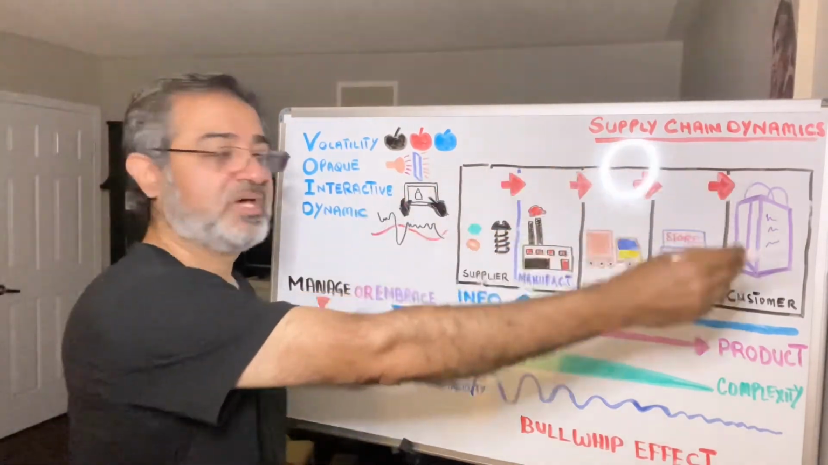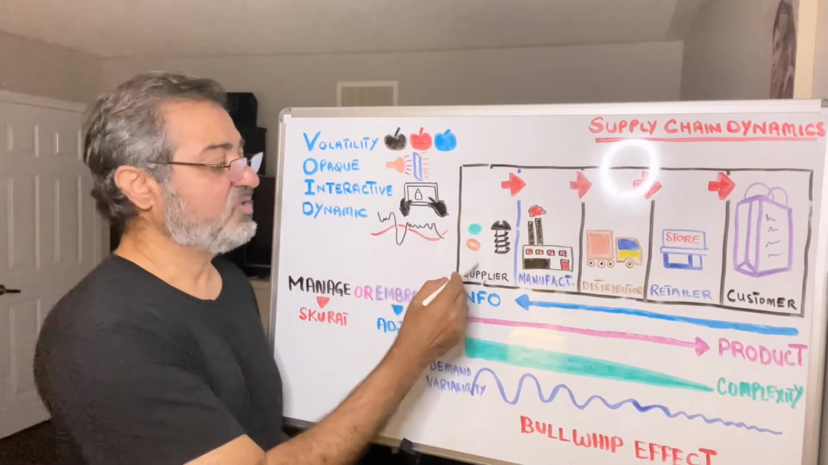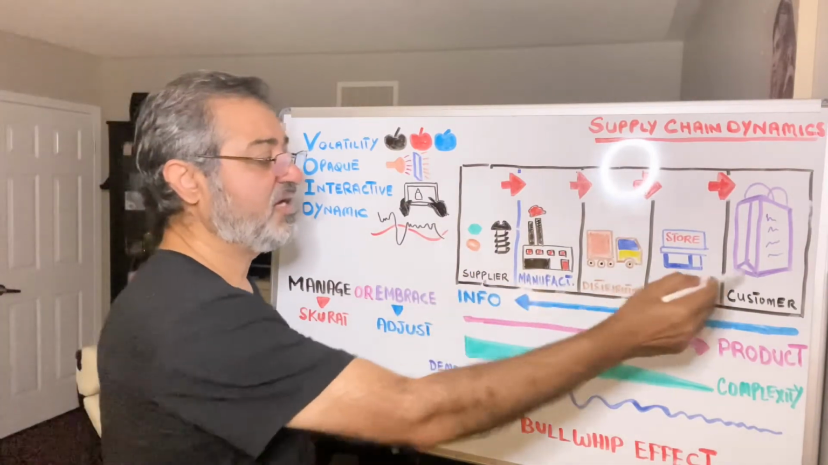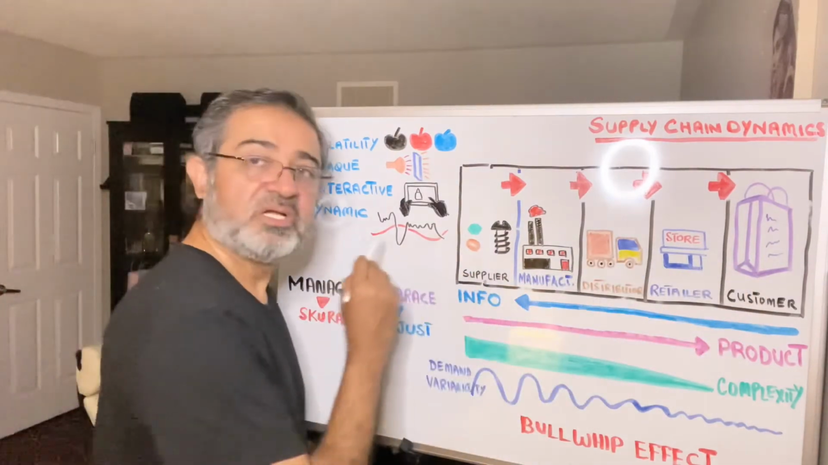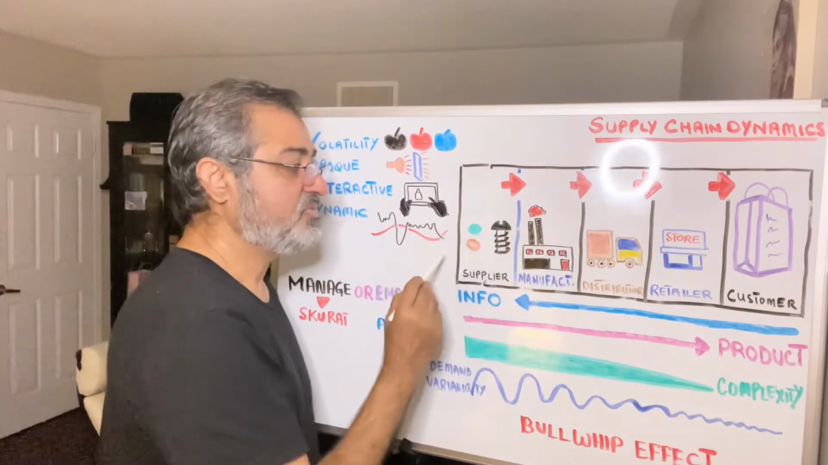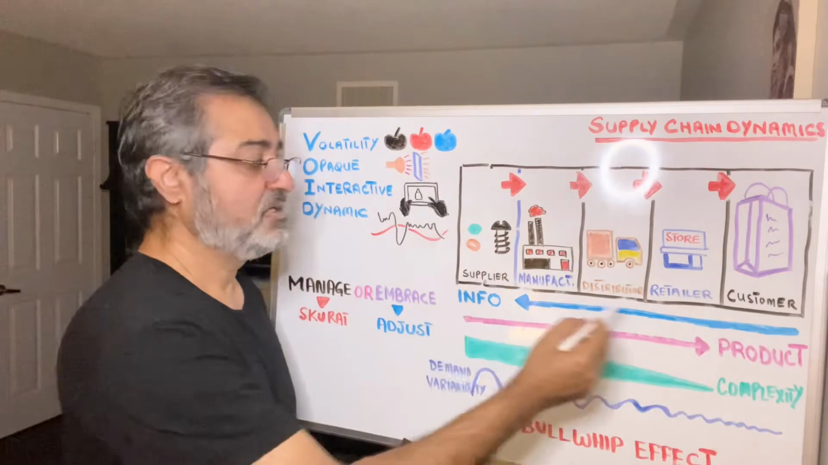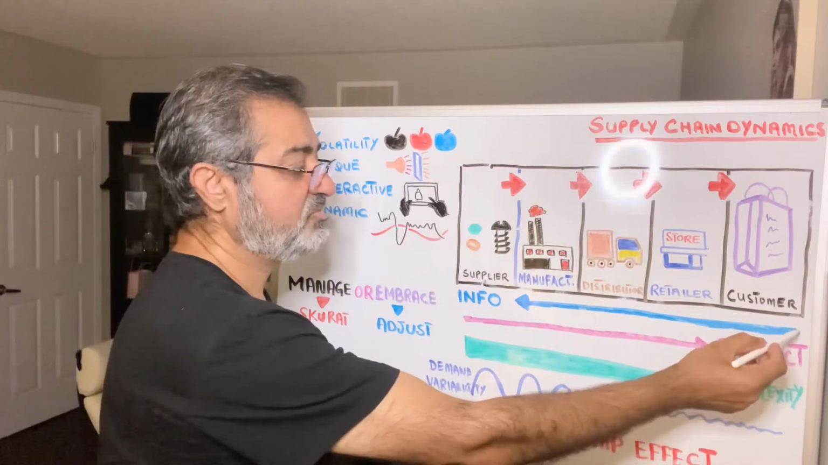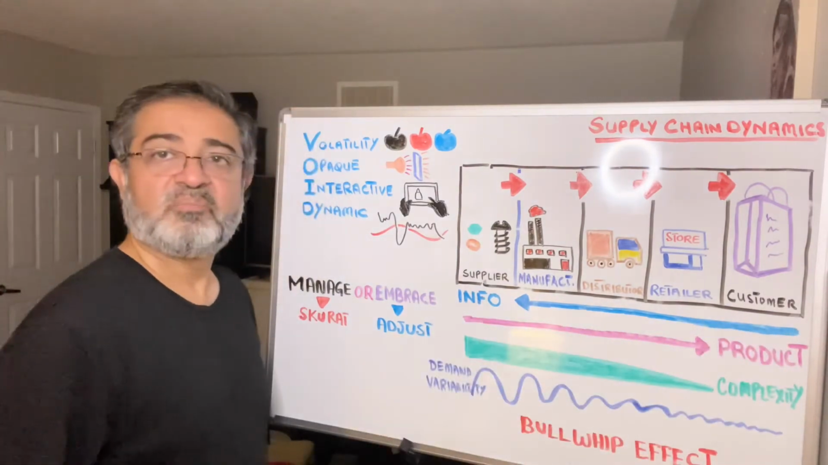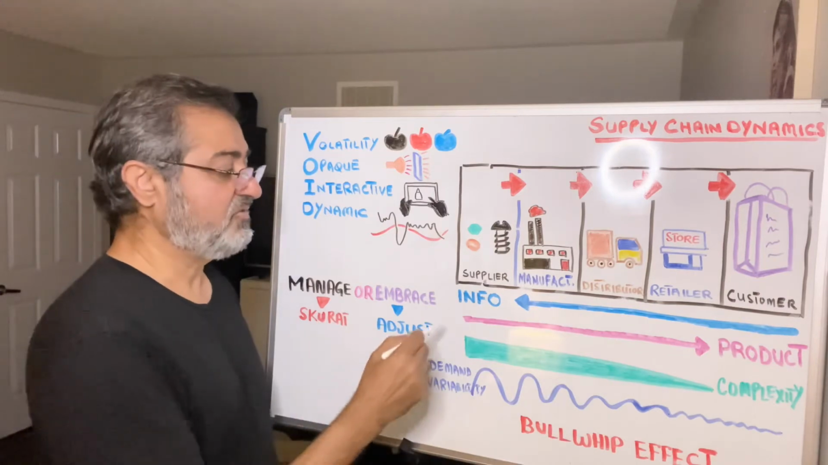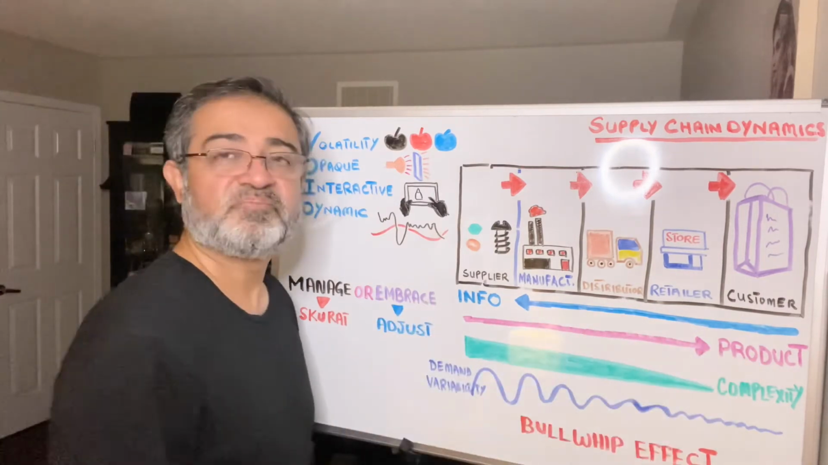Looking into a traditional supply chain, which goes from supplier to manufacturer to distributor to retailer and to customers, that is called going from upstream to downstream. Information moves from customers to suppliers, and that is called information moving upstream. Products, on the contrary, move downstream, from suppliers to the customers.